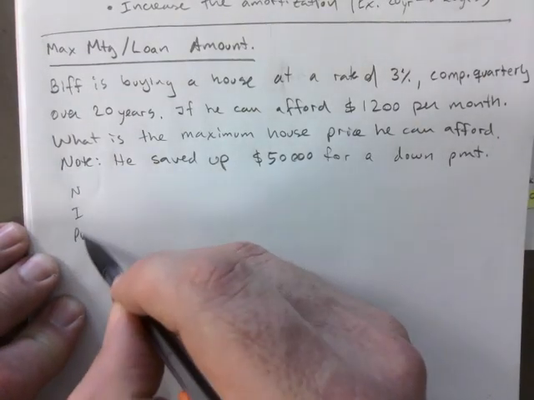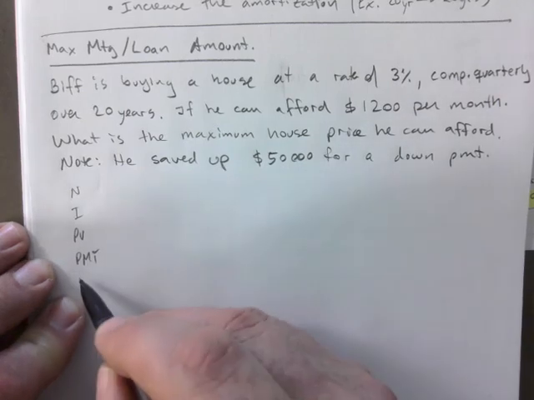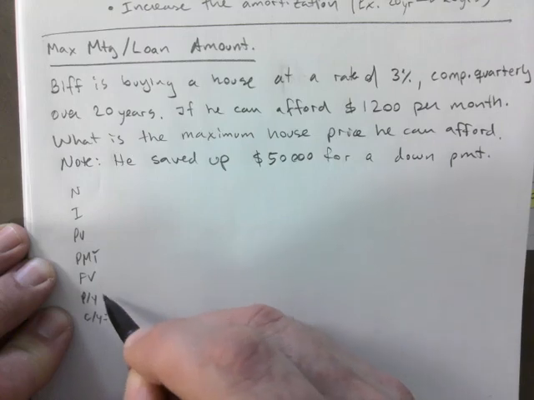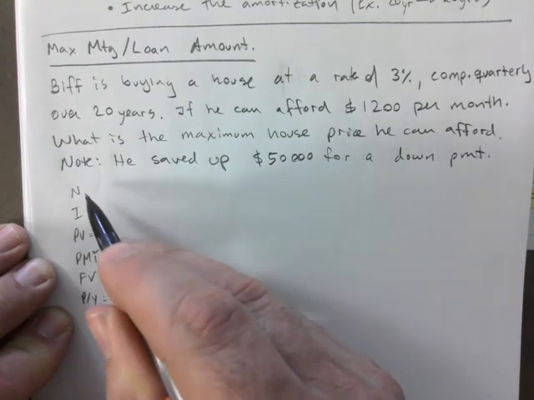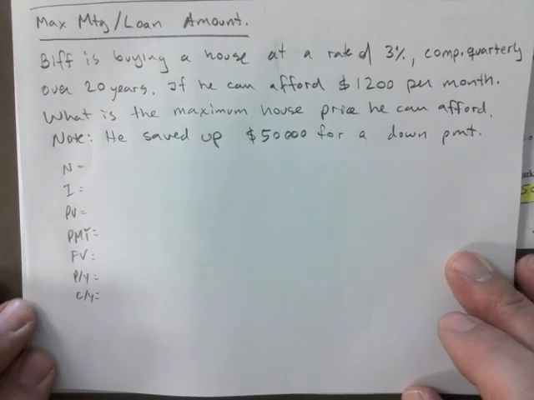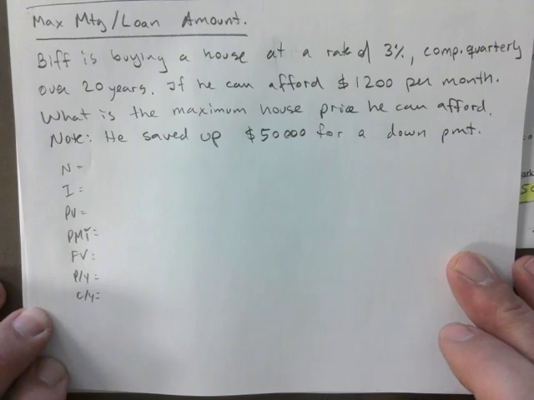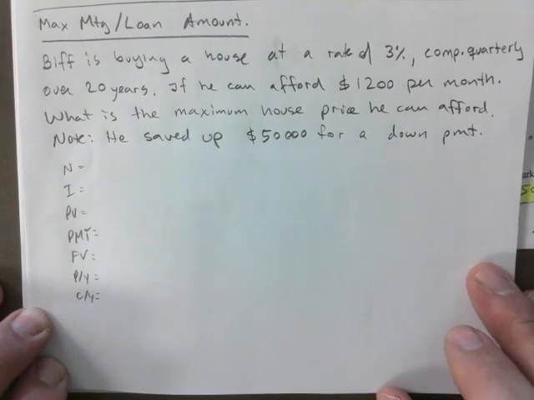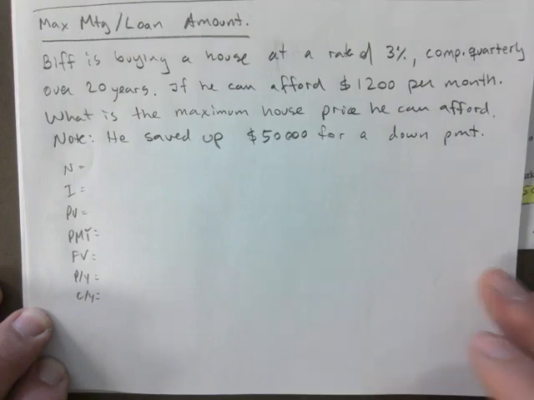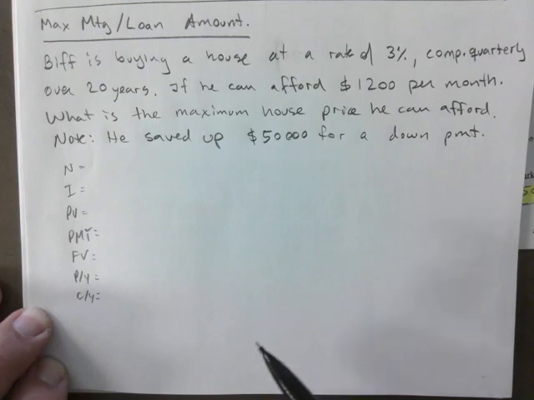TVM solver. A few of you tried TVM solver on simple interest. Please don't. It's not going to work for you. Okay? Simple interest, you need to use I equals PRT or the other one, A equals P times 1 plus RT. Okay, so how would we do this?